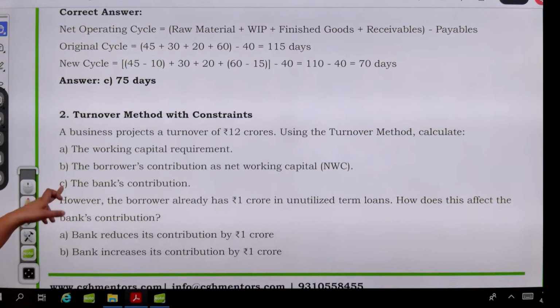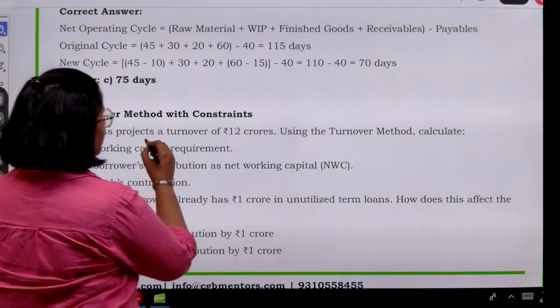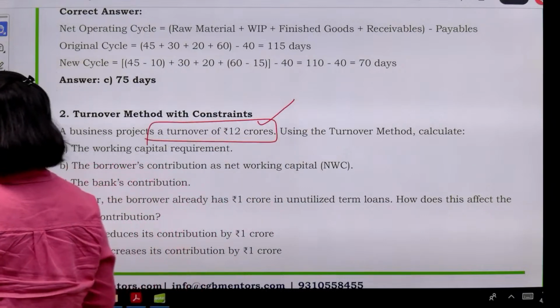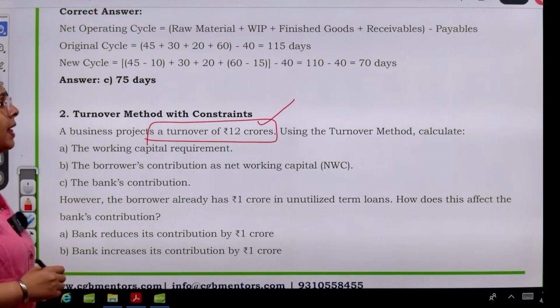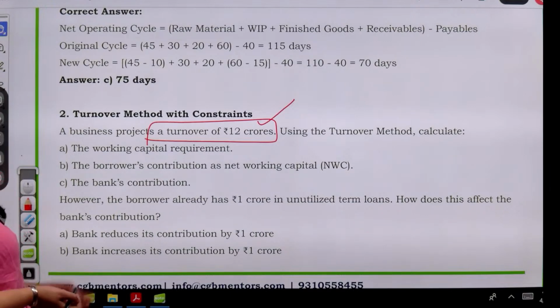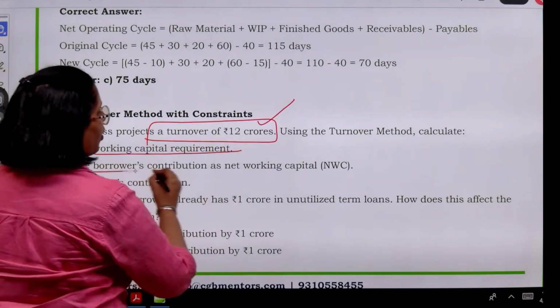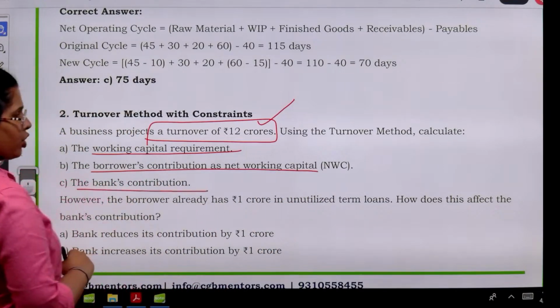Fine. Now next we have turnover method with some constraints. It says that a business projects a turnover of 12 crore. Okay, fine. So that means we have to give the working capital finance on the turnover itself. Using the turnover method, calculate working capital requirement, borrower's contribution as net working capital, and the bank's contribution.